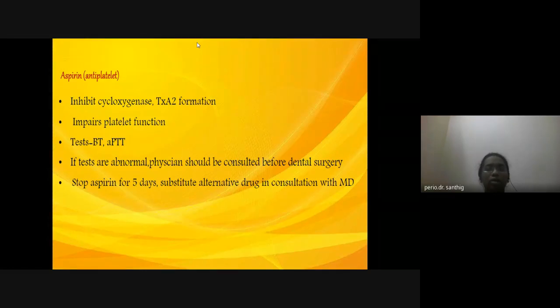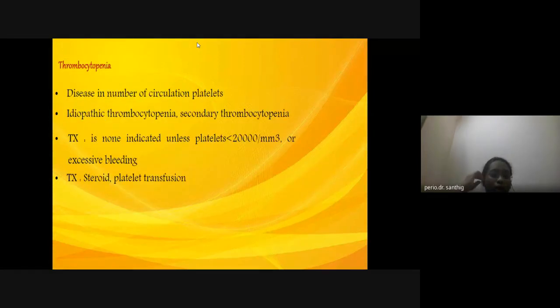And if tests are abnormal, the physician should be consulted before dental surgery. So for patients using this type of drug, you have to take consent from the physician regarding stoppage of this drug or doing any procedure. This can be stopped for 5 days, or you can substitute an alternative drug in consultation with the concerned physician.